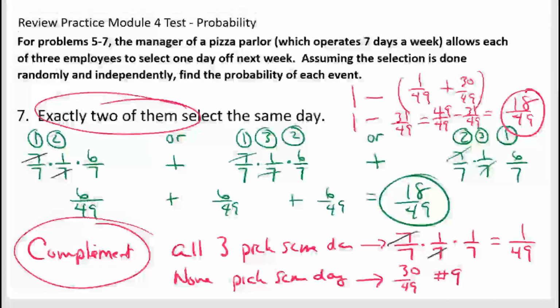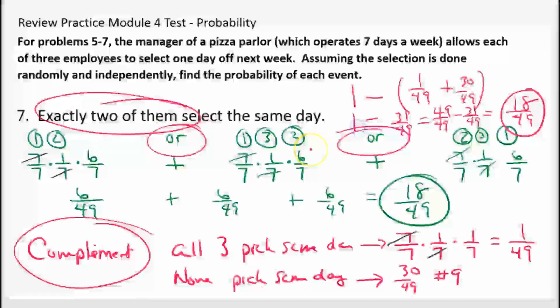I guess the pink one, the way the book did it, is a little more efficient, but it's not what came to me first. I just calculated the probability that exactly 2 of them select the same day. And the only ways those can happen, if 1 and 2 select the same day, or 1 and 3 select the same day, or 2 and 3, and I just calculated all that separately. Again, notice the or statements mean add, but the and means multiply. And this was definitely a challenging problem.